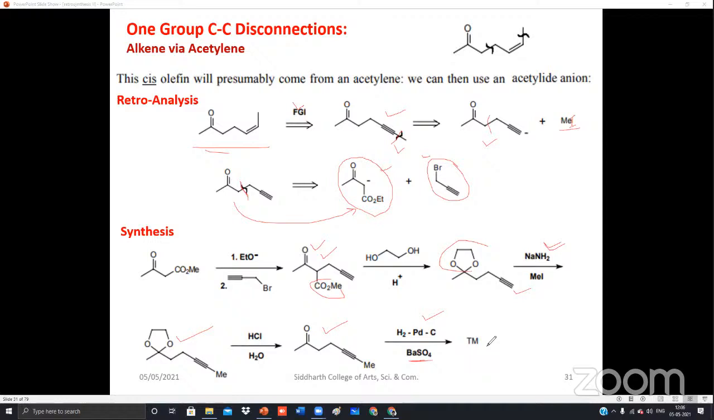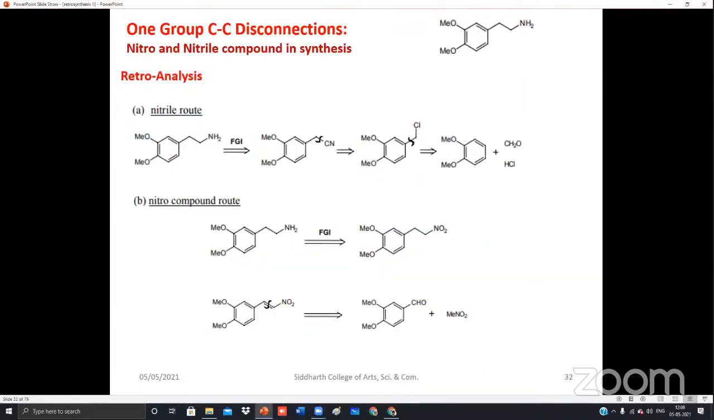And you will end up with the target molecule, which is your cis geometry of the olefin. So this is how to get access to the stereochemistry.